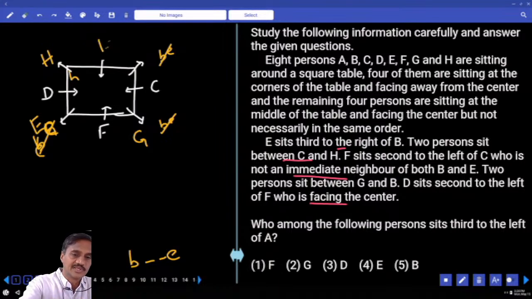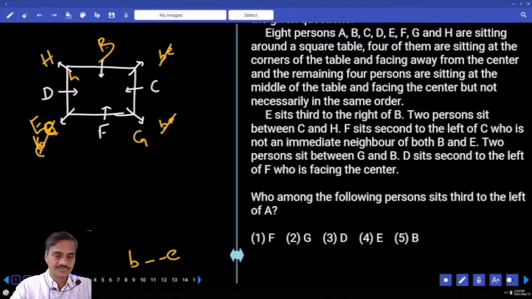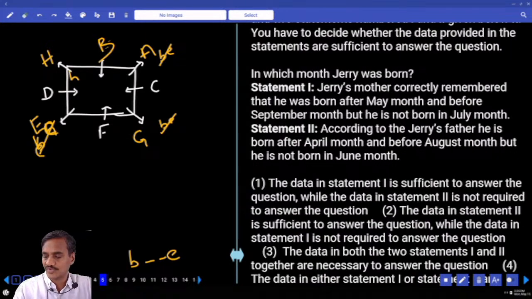Now this is the final arrangement we have, and the first 4 questions are based on this one. And tell me who is the person left over here. One more person that is left over is A, and A will be here. Now this is about question numbers 1 to 5.